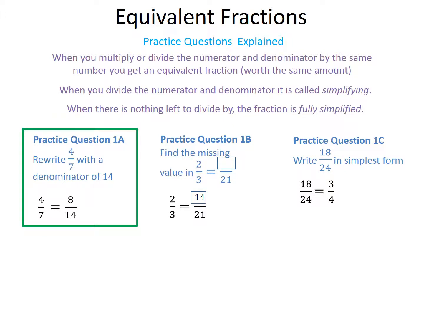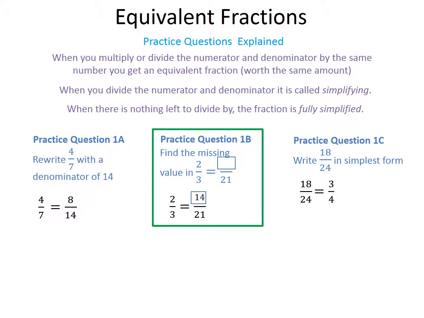Now in this first one, we had to rewrite 4/7 with the denominator of 14. So I wrote down 4/7 and I thought, well, what do I have to multiply the 7 by to make it a 14? Because of course that's the denominator down the bottom. And so I had to times it by 2. And if you times 4 by 2, you get 8. So that's why the final fraction is 8 over 14.